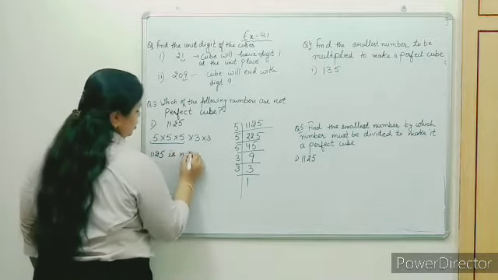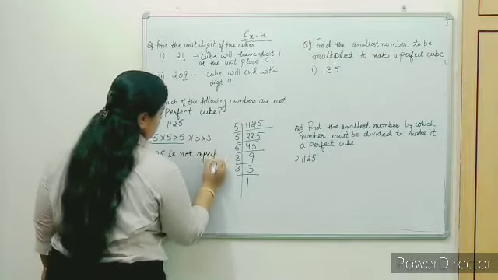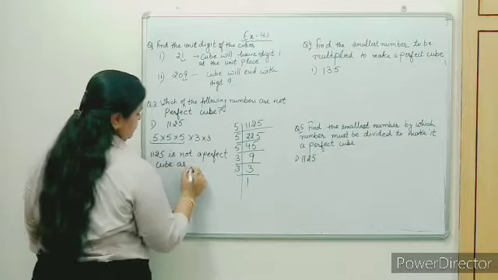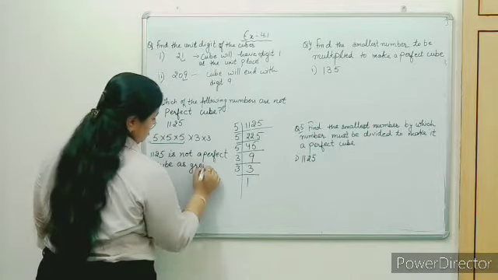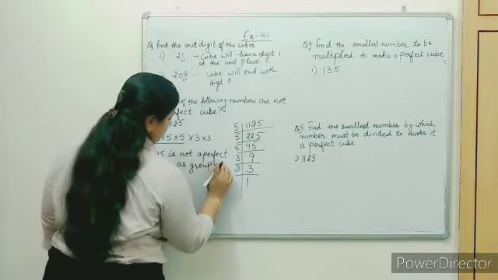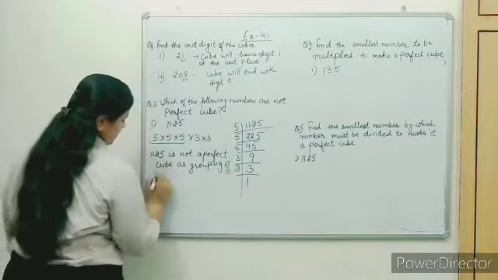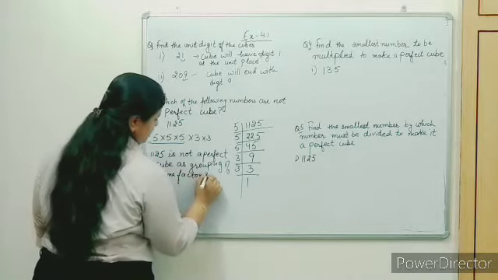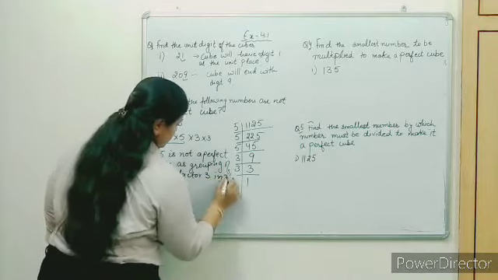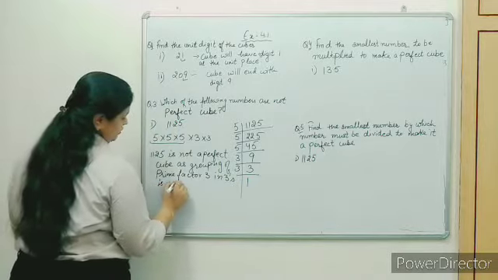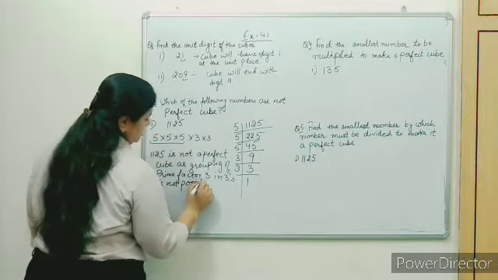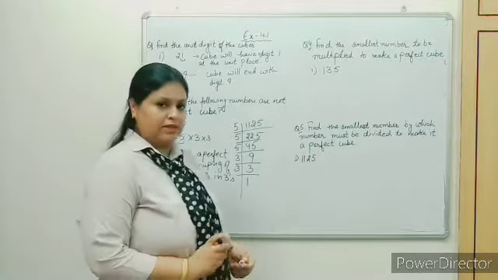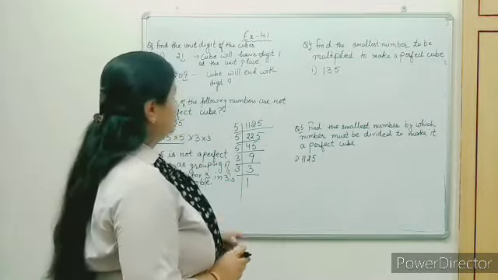1125 is not a perfect cube, as grouping of prime factor 3 in 3s is not possible. कि हम 3 जो इसका फैक्टर है उसके 3 के ग्रुप नहीं बना सकते, उसका ग्रुप इनकम्प्लीट है. ओके. Now moving towards question number 4.